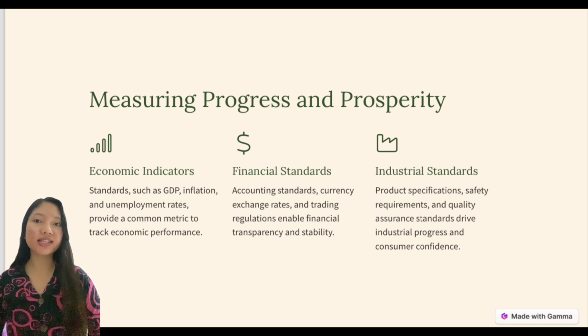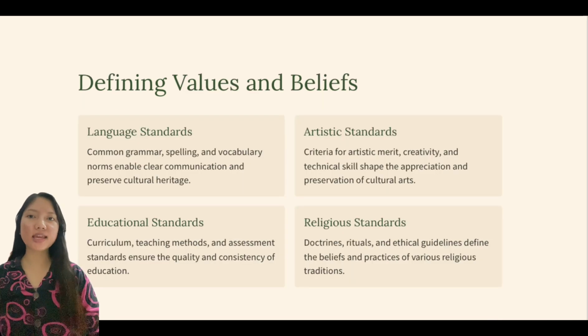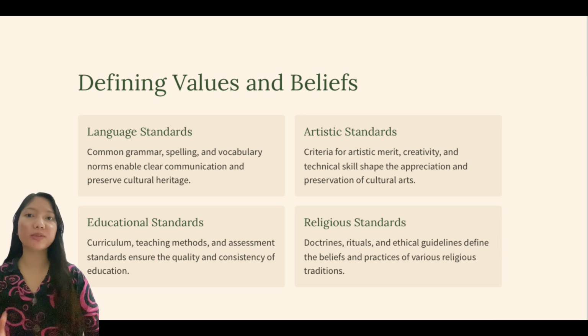The third is industrial standards. Product specifications, safety requirements, and quality assurance standards define industrial progress and customer confidence. Next is defining values and beliefs. The first is language standards. Common grammar, spelling, and vocabulary norms enable clear communication and preserve cultural heritage.